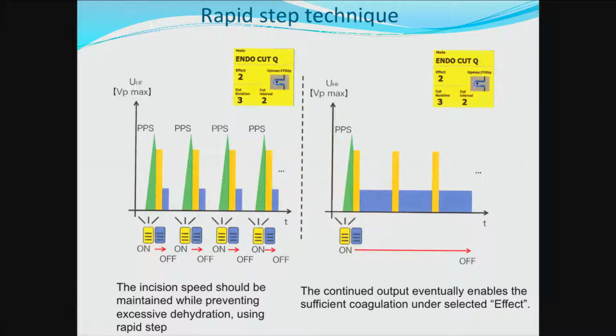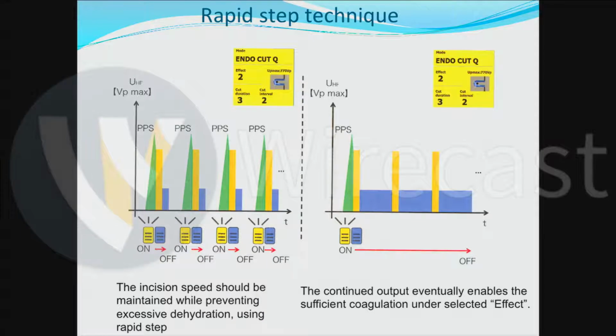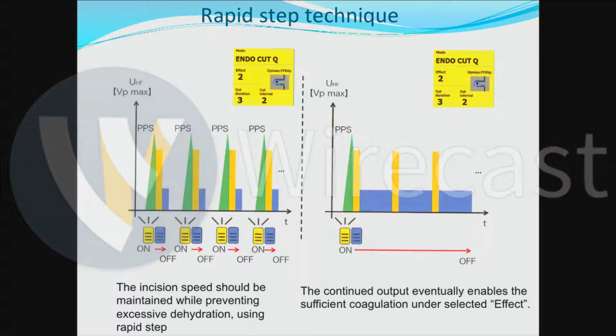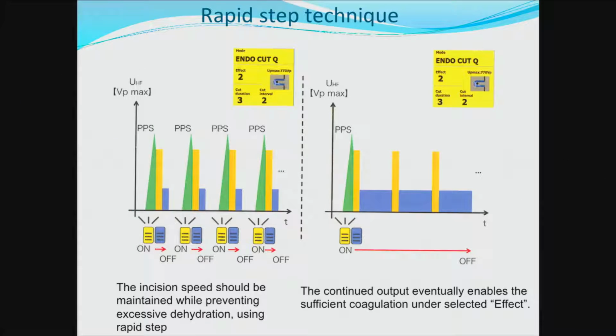During incision, a long single current duration slows incision speed and causes bleeding and also carbonization. In the case the knife is congested, in order to prevent this situation, current duration should be appropriately limited. When we use high cut of end cut by rapid step technique, incision speed is maintained with prevention of excessive dehydration. If you step longer, the continued output eventually enables sufficient coagulation and the selected effect.